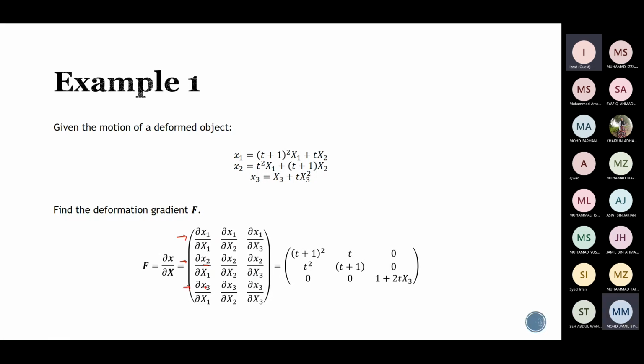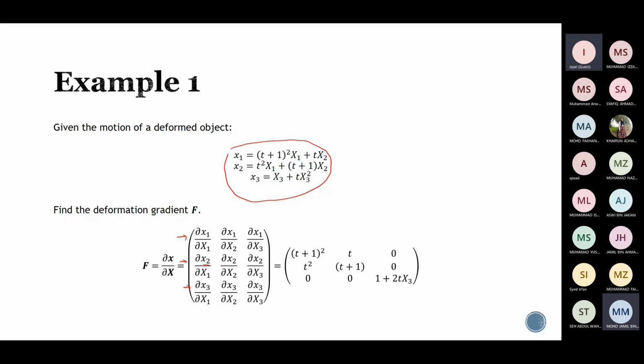And row number 3, differentiate x3 with respect to x1, x2, and x3, okay? Big X, okay? So I mixed up the small and big X. So I hope you understand the small and the big X, okay? So just from this equation, you just differentiate accordingly.